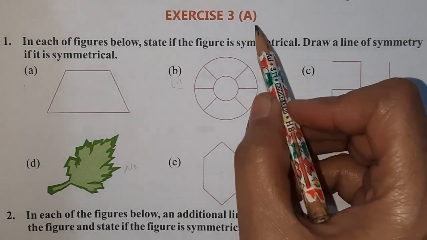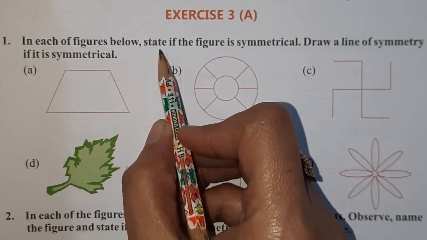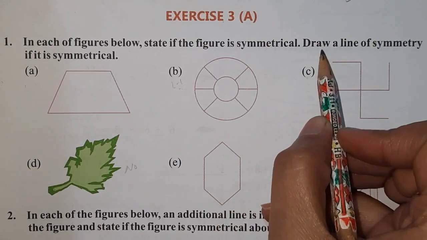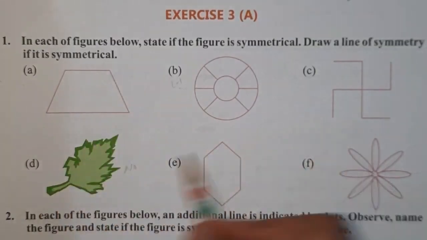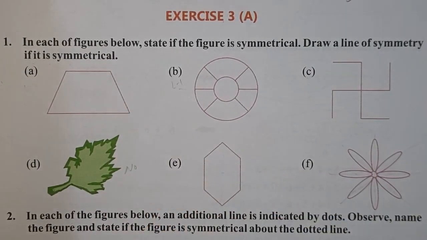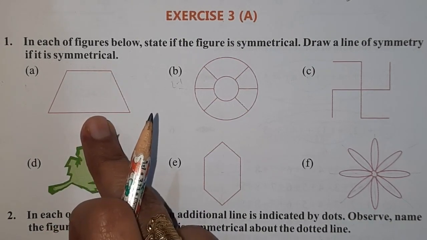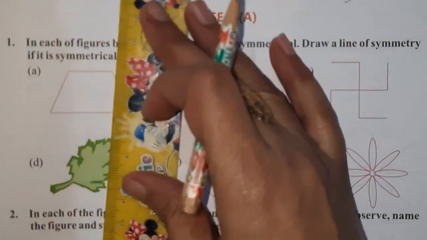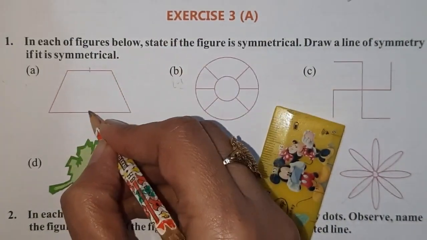Now we will start exercise 3A, question number 1. In each of the figures below, state if the figure is symmetrical. Draw a line of symmetry if it is symmetrical. We have to observe the figure. If the figure is symmetrical, then we have to draw the line of symmetry also. Now see this figure. Symmetrical figure कब होगी? जब वो 2 equal parts में divide हो जाएगी. So it is possible if you are drawing the line in between center.